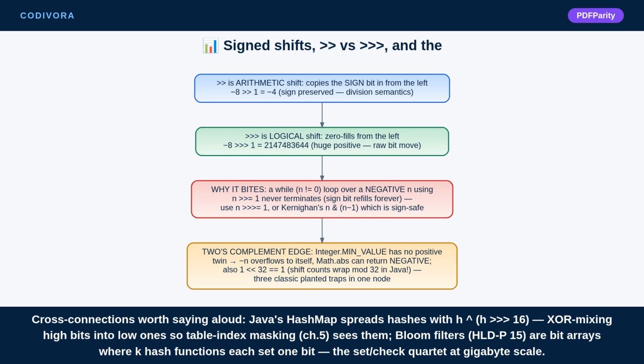Cross connections worth saying aloud. Java's HashMap spreads hashes with H XOR H shifted right 16, mixing high bits into low ones so table index masking, CH5, sees them. Bloom filters, HLDP15, are bit arrays where k hash functions each set 1 bit. The set/check quartet at gigabyte scale.